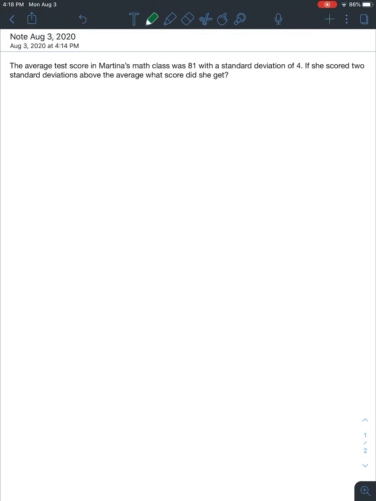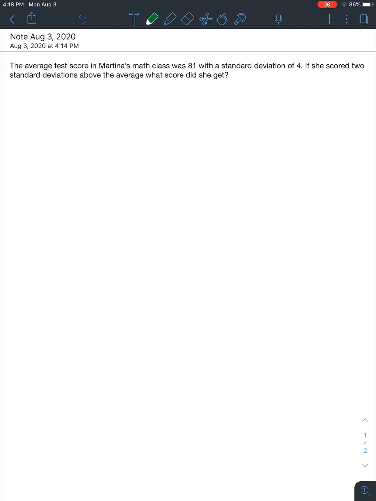Alright, so yesterday's homework in the Ready, Set, Go had a question very similar to this. It says the average test score in Martina's math class was 81 with a standard deviation of 4. If she scored 2 standard deviations above the average, which score did she get?